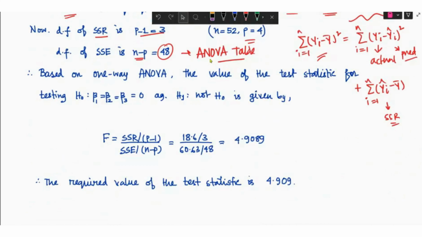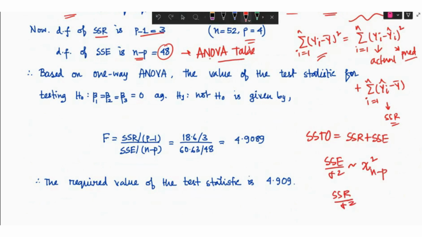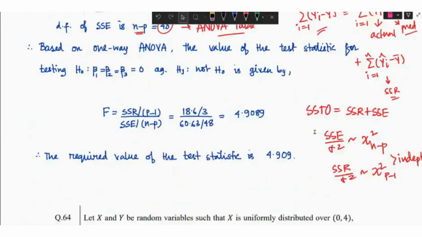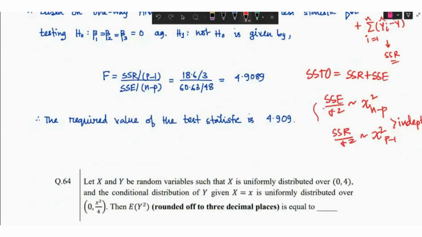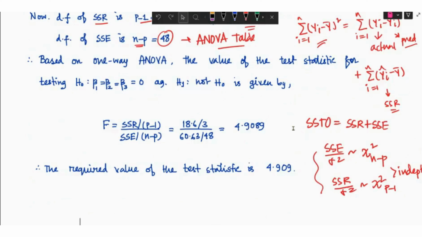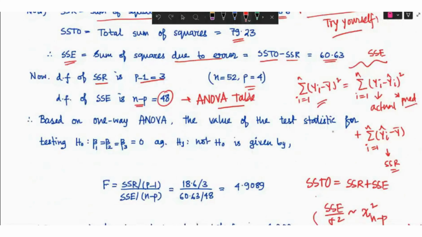Also, SSTO equals SSR plus SSE. Also, SSE by sigma square follows chi square with n minus p degrees of freedom, and SSR by sigma square follows chi square with p minus 1 degrees of freedom, independently. If we sum these, we get chi square with n minus 1, which is the total degrees of freedom. So we can justify the degrees of freedom this way as well.